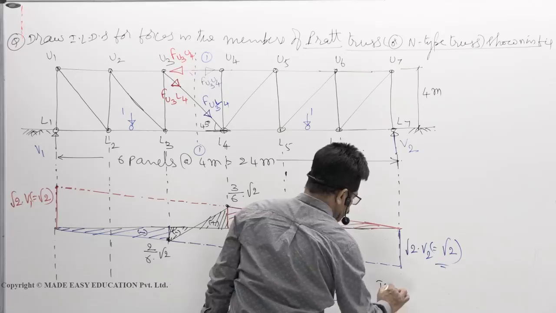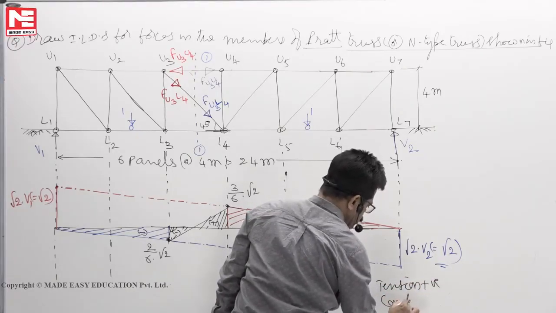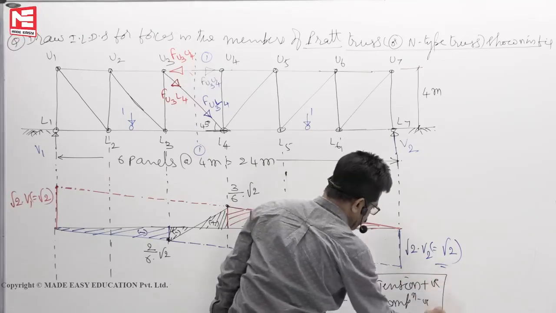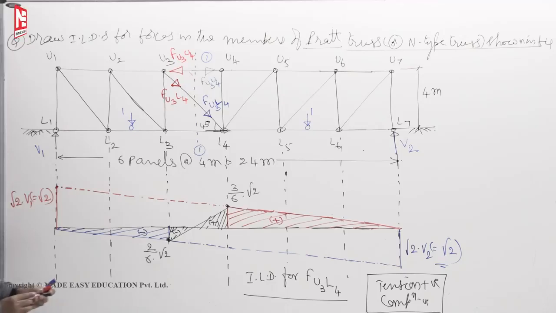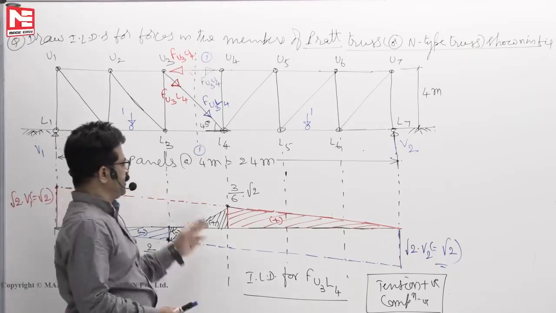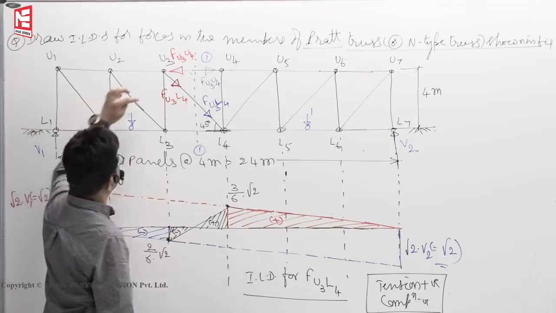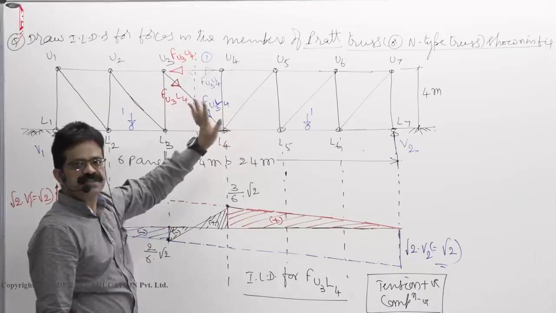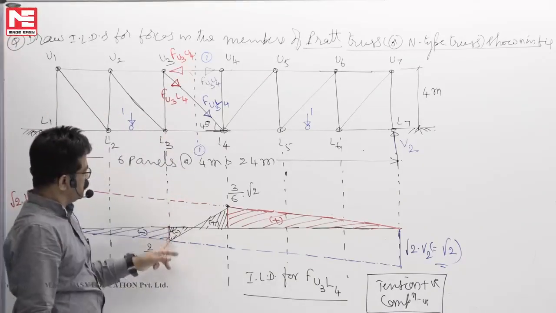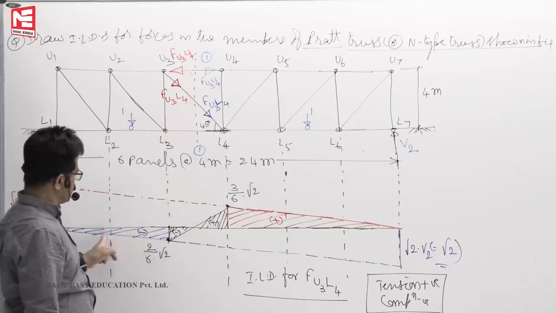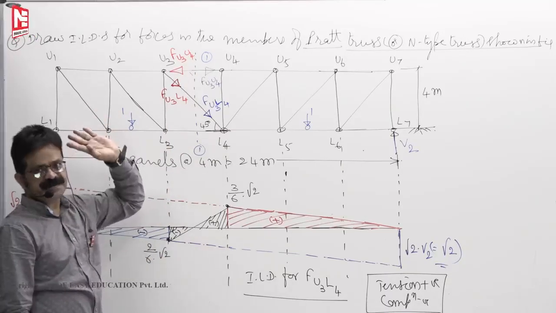What is the sign convention? We will take tension positive, compression negative. This is the influence line diagram. Now what this influence line diagram tells you is when the load enters the bridge, force in the member U3 L4 is 0. As it is moving towards L3, force in the member U3 L4 is compressive. When it is at L3, that compressive force is maximum.